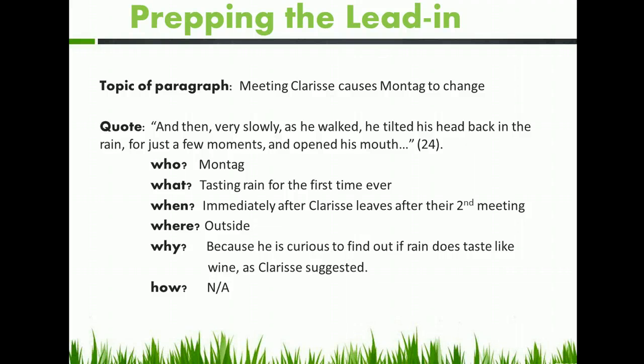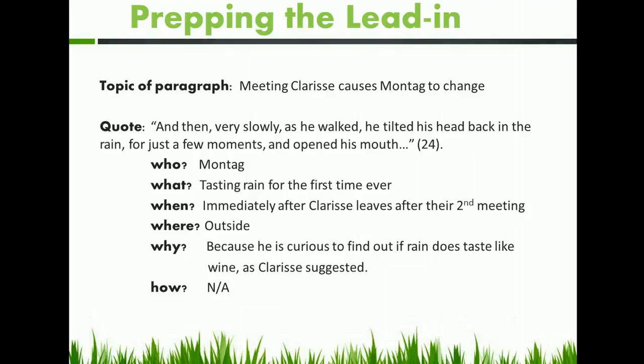So if you take a look at this quote that we just had, well, who is this about? It's about Montag. What is going on? He's tasting rain for the first time ever. When is it happening? It's happening immediately after Clarice leaves after their second meeting. Where is it happening? It's happening outside. Why is it happening? Because he's curious to find out if rain does taste like wine, as Clarice suggested. And how does it happen? This is really not applicable. I guess I could explain it happened by him tilting his head back and opening his mouth, but that's just restating the quote.